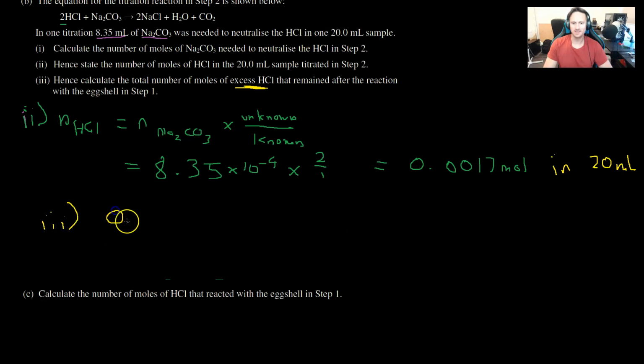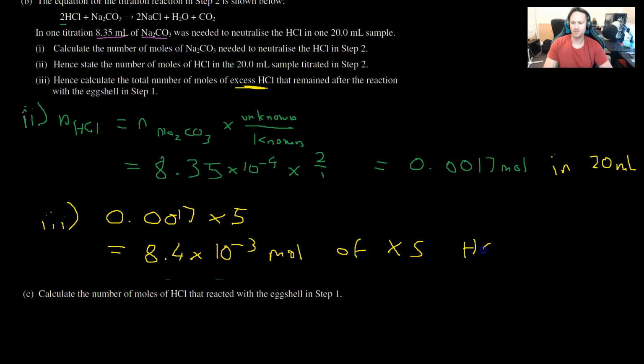So it's going to be 0.0017 multiplied by 5. And that's going to be 8.4 times 10 to the negative 3 mole of excess HCl in the 100 mil.